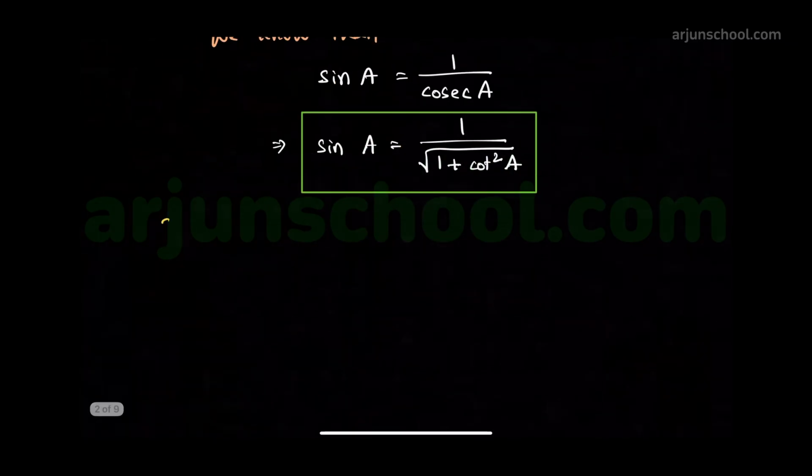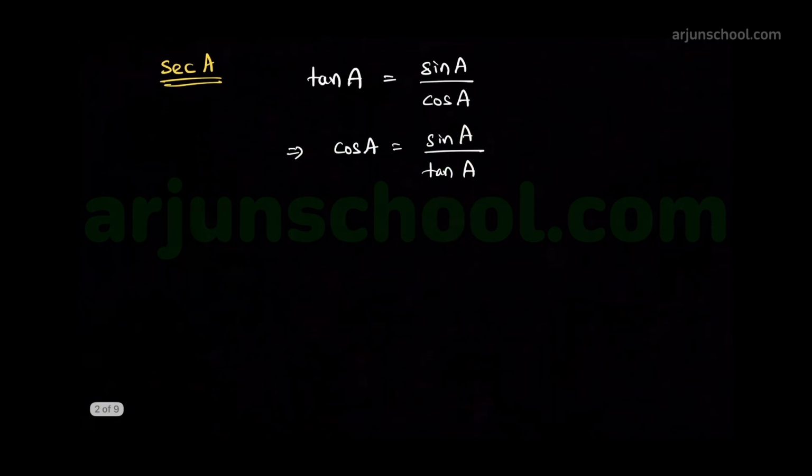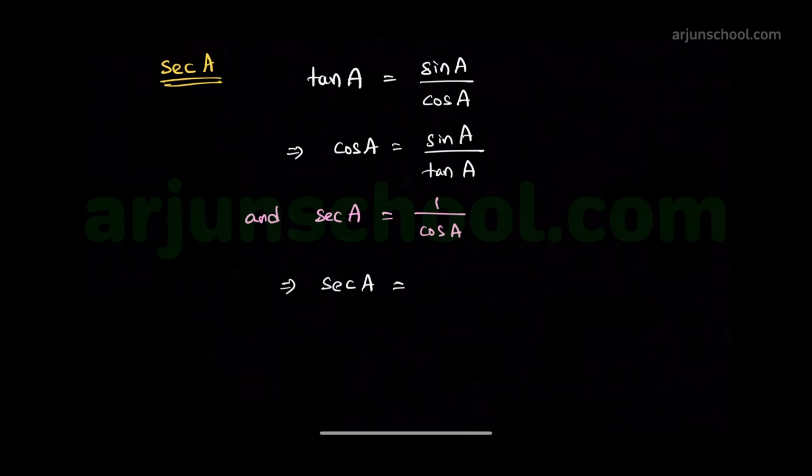Now, we shall write secant A in terms of cot A. We know that tan A is equal to sin A by cos A. That implies cos A is equal to sin A by tan A. And secant A is equal to 1 by cos A. That implies secant A is equal to tan A by sin A.